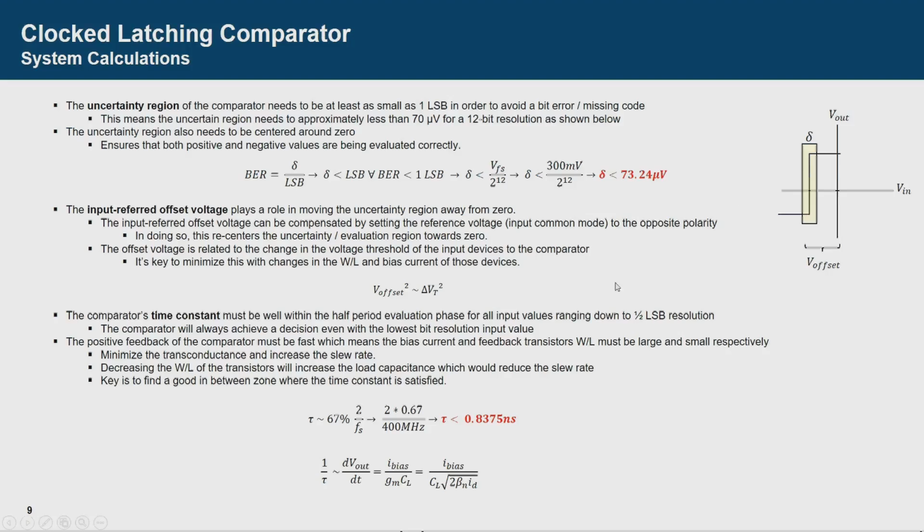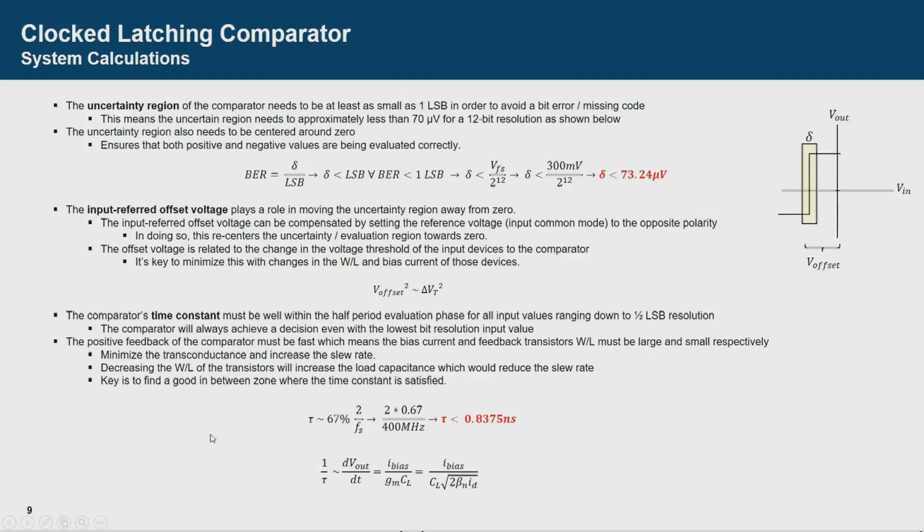Moving on to the system calculations for the latching comparator. In order to achieve a bit error rate of less than 1 LSB for a 12-bit resolution, my delta needs to be less than 73 microvolts. I also need to compensate for the input referred offset voltage, and I did that by setting the input common mode to the comparator to be the opposite polarity of that offset.